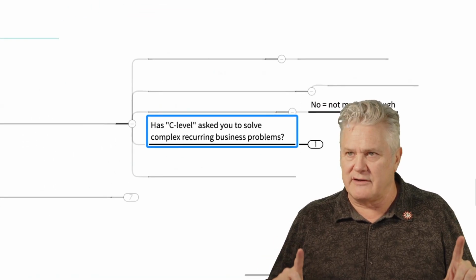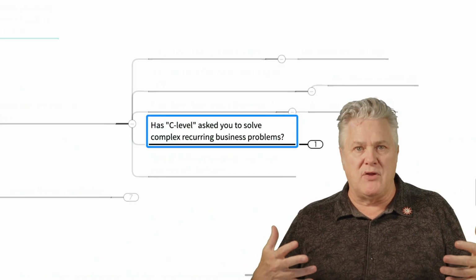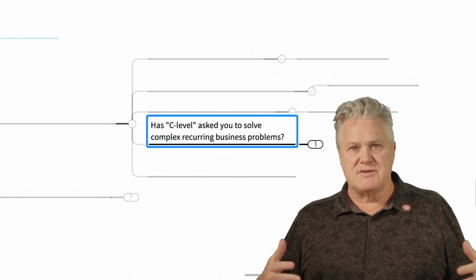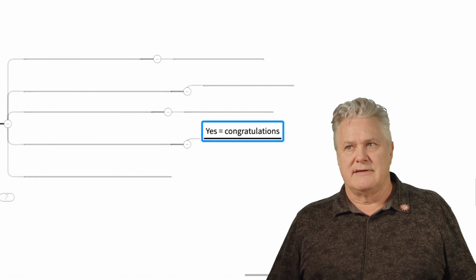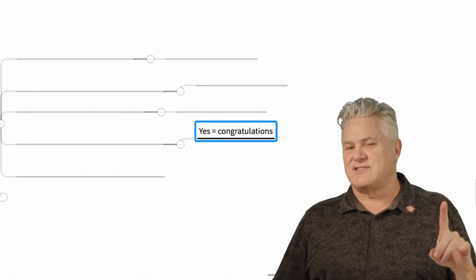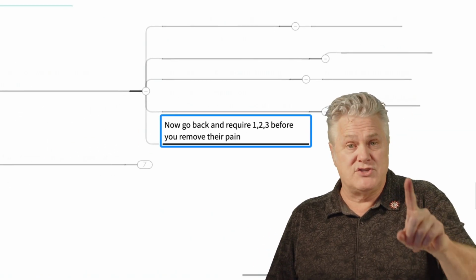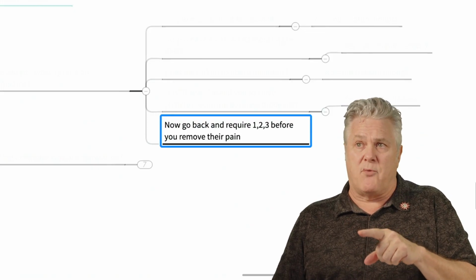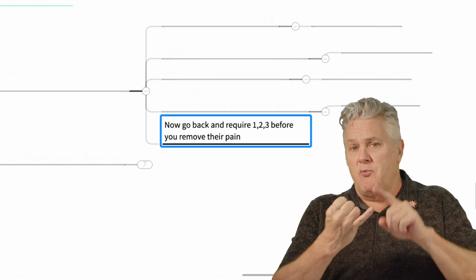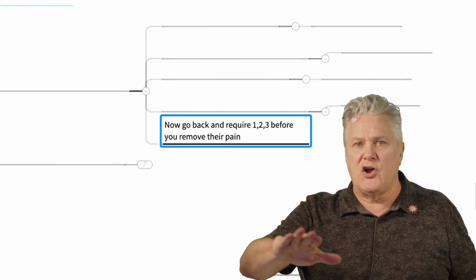Now, here's where it gets good. Has the C-level asked you to solve complex, recurring business problems that are very complex? Now, if the answer is yes, it's kind of congratulations. Now, what I want you to do is go back to management and say, if you want me to solve that problem, go back and give me 1, 2, and 3. Don't remove their pain until they agree to those things.